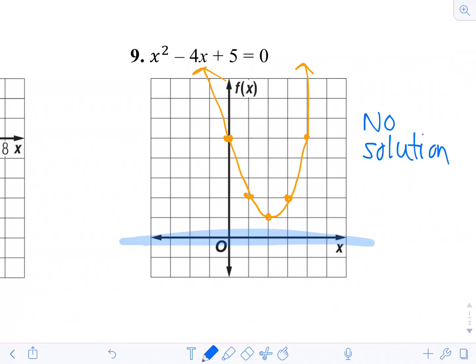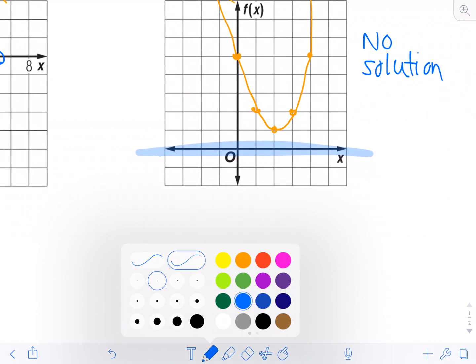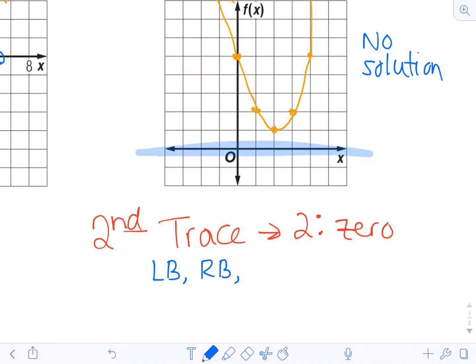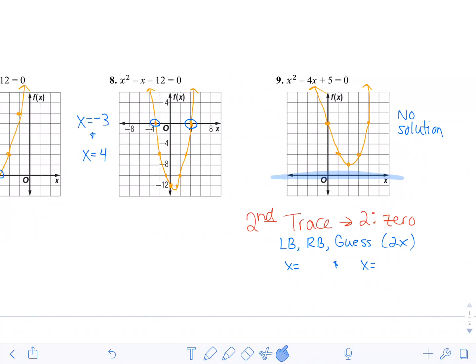All right, and so I'm going to go ahead and just write down here, if you don't have it written down already. It's second trace. You want to hit, once you get there, you want to hit the number 2, which is 0. And when you do that, you have to go left bound. So I'm just going to abbreviate that. You're going to have to go left bound, then you go to the right bound, and then it says guess. And you do that 2 times. And that's how you get your answer. So you have x equals something and x equals something. All right, so that is it for your 9-2 notes.